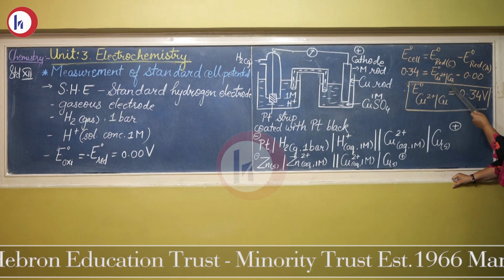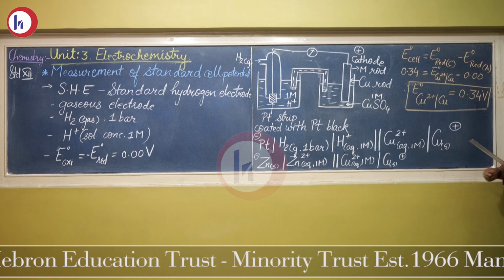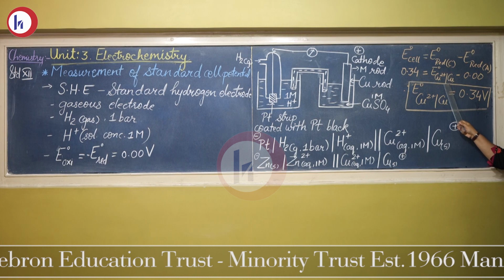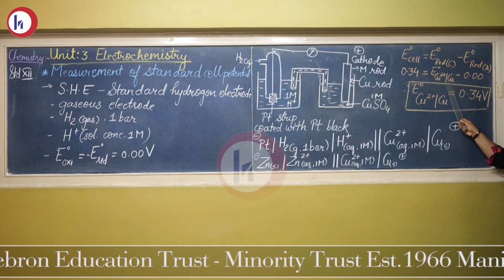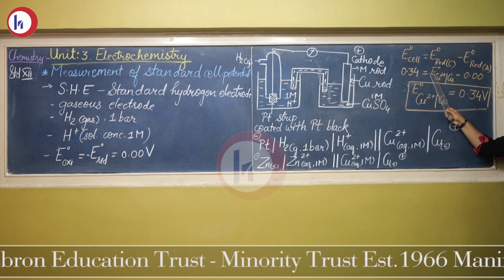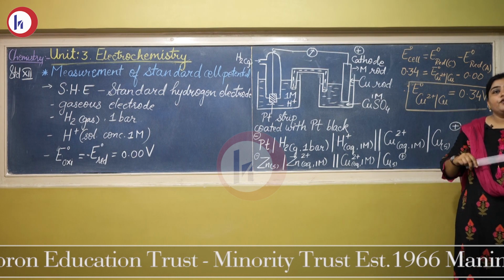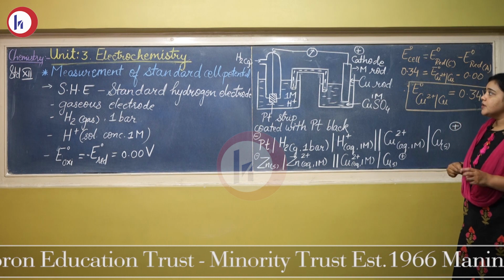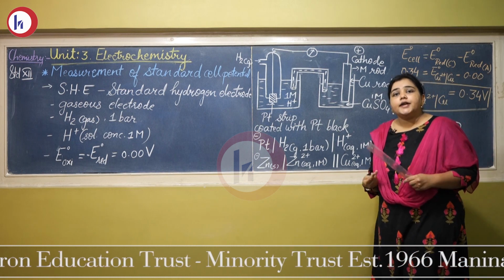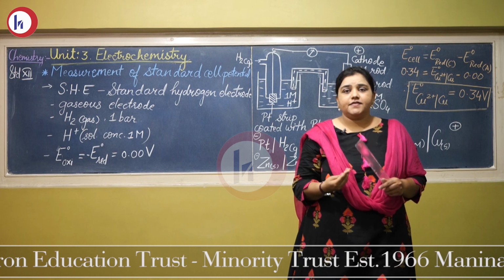So as a result, substituting here, we will get the equation that the standard reduction potential of the copper half cell will be equal to 0.34 volts. So this is, students, how you calculate the standard potential of any half cell.